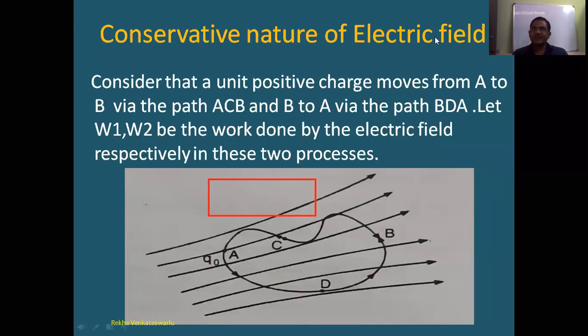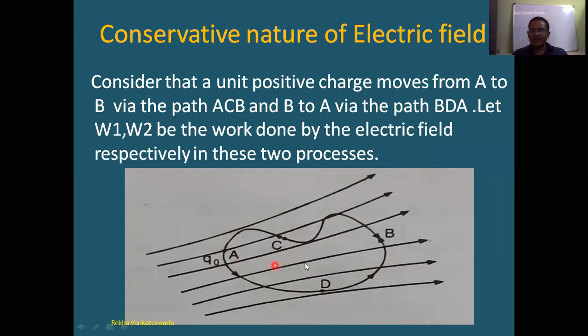Let us check whether the electrostatic field is a conservative field or not. Consider a unit positive charge moving from point A to B along the path ACB. Again, it is coming back through the path BDA, so one cycle is completed. Here the unit positive charge is moved through a closed loop.